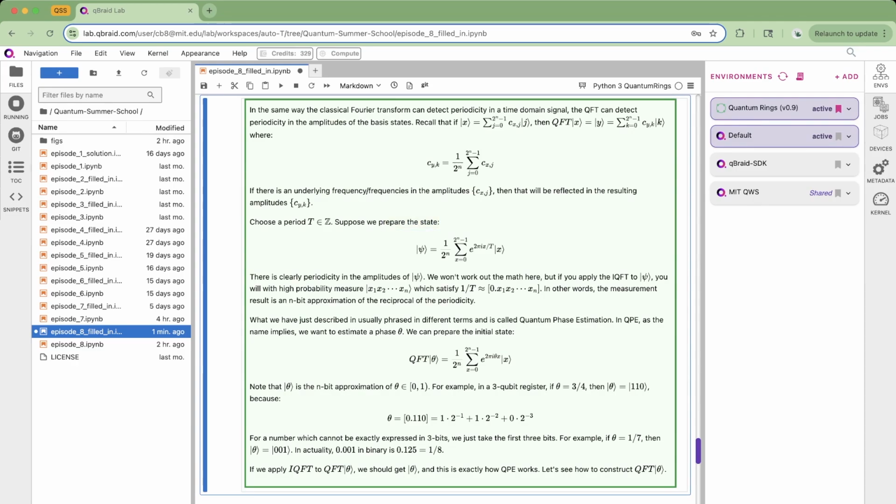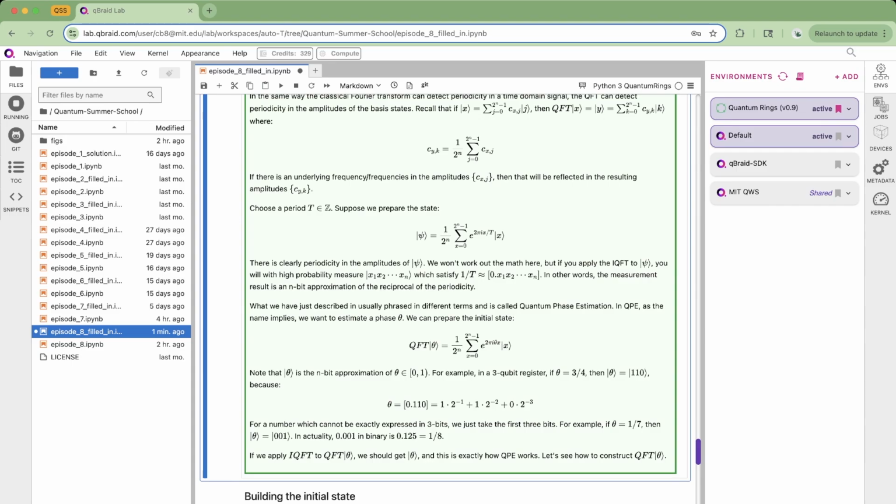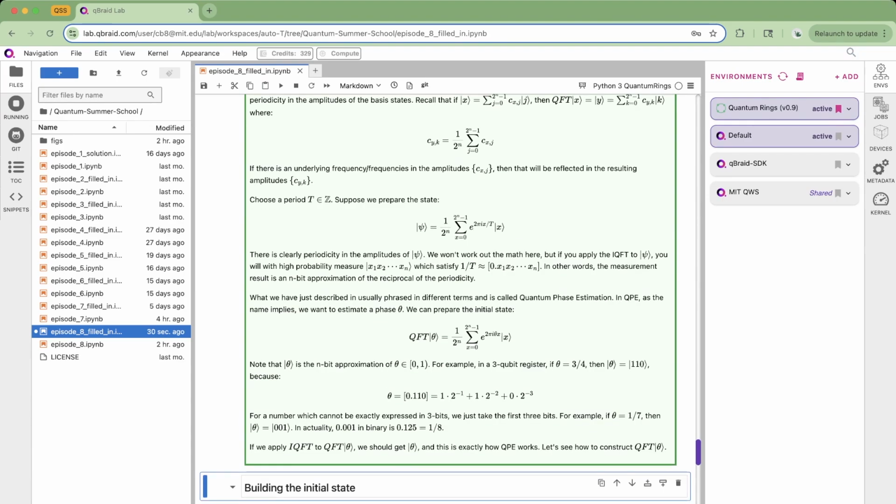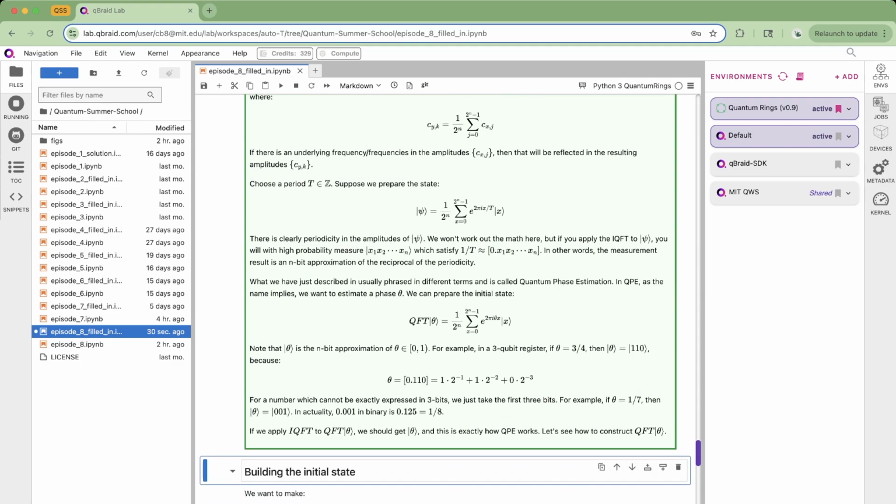But if you apply the inverse quantum Fourier transform to this state, then you're going to measure with very high probability the bit string x1 through xn, which satisfies that 1 over t is approximately that as a binary fraction. So another way to say that is that the measurement result is going to be the n-bit approximation of the reciprocal of the periodicity. So what we've just described is usually phrased in different terms and is called quantum phase estimation.